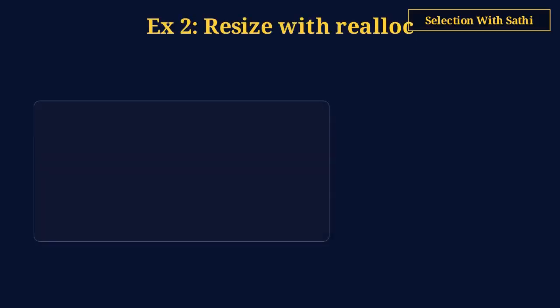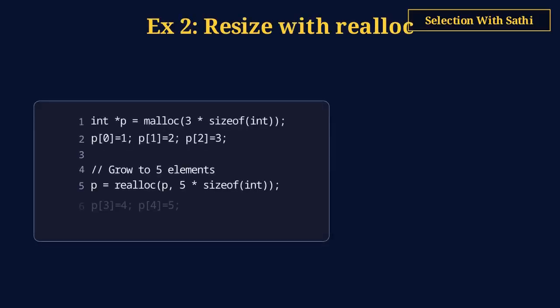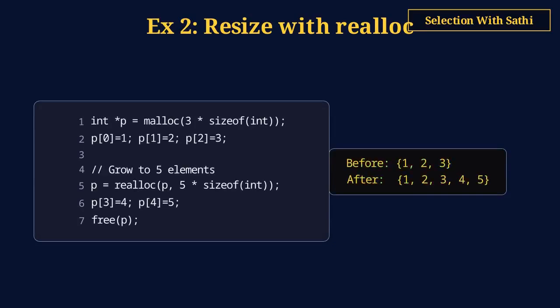Second example: resize with realloc. We start by allocating space for 5 integers with malloc. Now we need 10 integers instead. We call realloc with the new size. Important, realloc may return a different address if it needs to move the data.